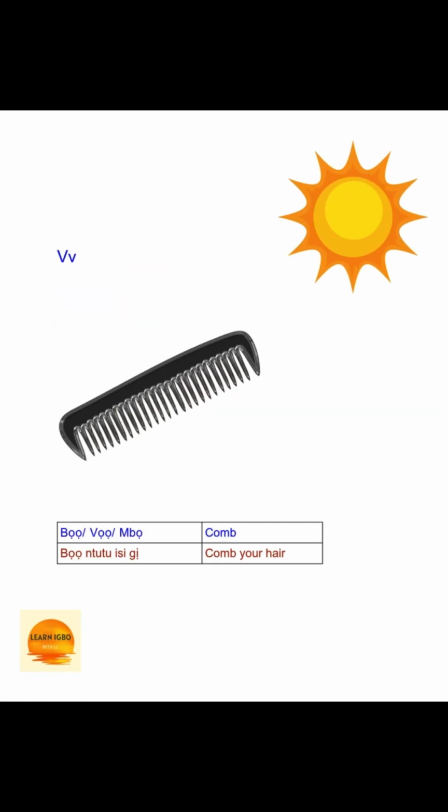The next letter is the letter V. There aren't too many words that start with the letter V in the Igbo language. The one I was able to find was vo. This word, people say it in different ways in Igbo. Some people say bo, some people say vo, some people say mbo.